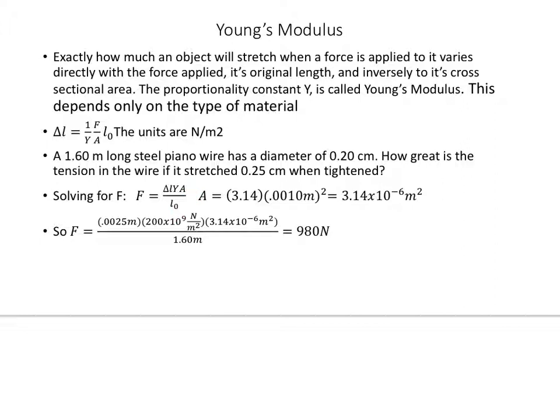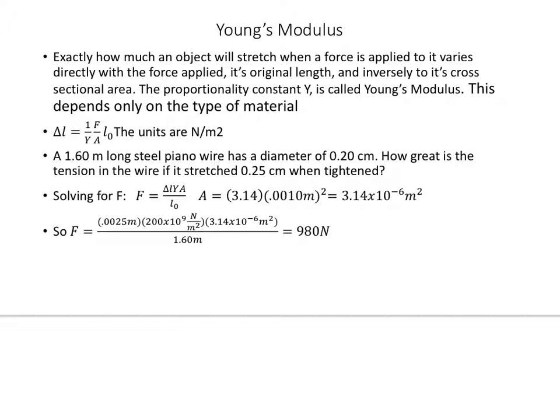So they gave us the diameter of the wire, but we're going to need this A, the cross-sectional area. So of course that is pi r squared. Remember, we need to use r, the radius. They gave us the diameter, so the radius is 0.1 centimeters or 0.0010 meters. That has to be squared. So the cross-sectional area is 3.14 times 10 to the negative 6 square meters.